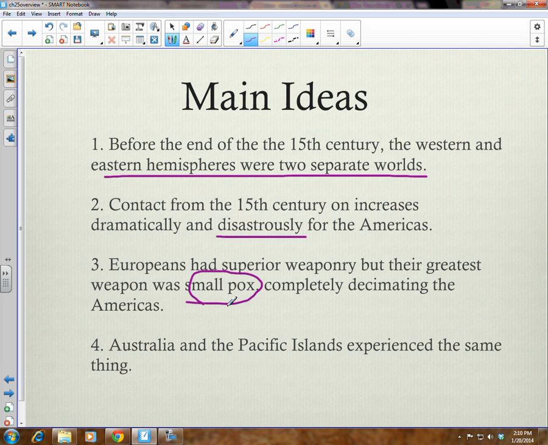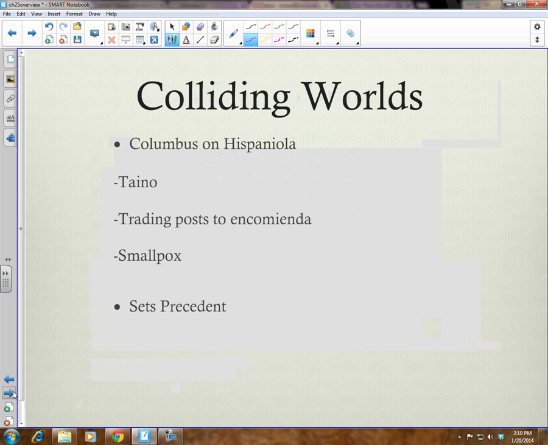The massive migration of Europeans into the Western Hemisphere brought an astonishing transformation of American society. And Australia and the Pacific Islands would undergo a similar experience about 200 years later. So now let's move into the beginning of this collision. The first people in the Americas to come into contact with Europeans were the Taino of the Caribbean.